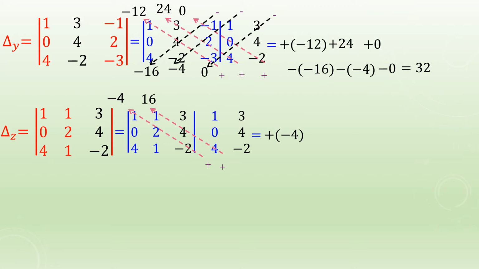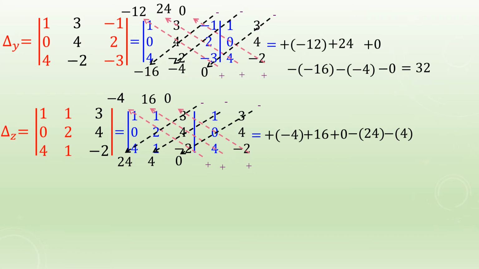1 times 4 equals 16. I put positive 16. 3 times 0 times negative 2 equals 0. I put positive 0, and I change direction. 3 times 2 times 4 equals 24, I put negative 24. 1 times 4 times 1 equals 4. I put negative 4. 3 times 0 times negative 2 equals 0. I put negative 0. I calculate, equal negative 16.